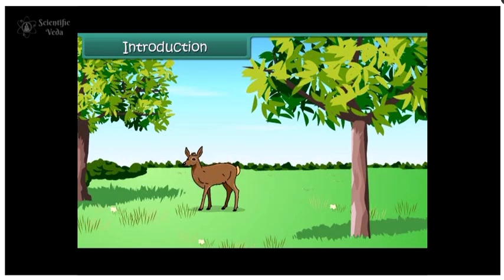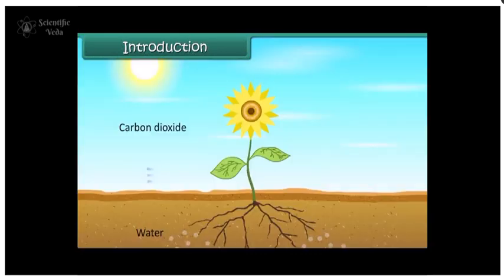Like animals, plants also require energy for their life activity. Thus, nutrition is an important life process of all living organisms.